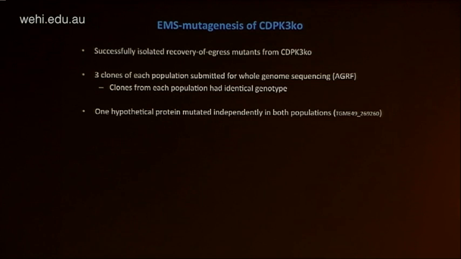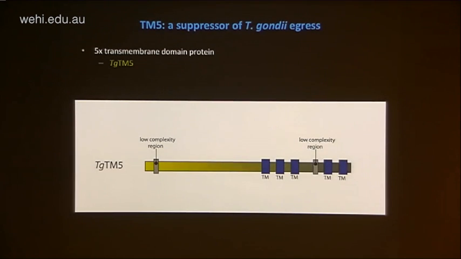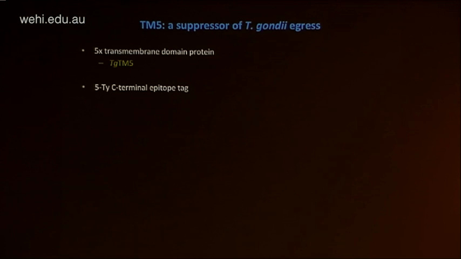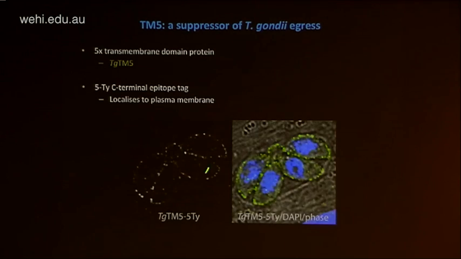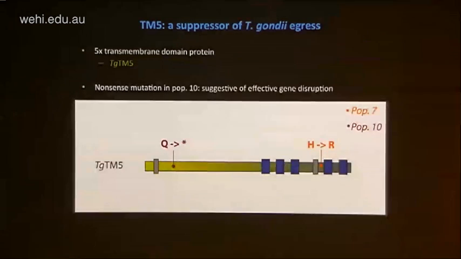And between those two populations, one hypothetical protein was mutated independently in both of them. And that was this protein, a hypothetical protein at the time, although only slightly less hypothetical now, which we've given the creative name of TM5 because it has 5 transmembrane domains and nothing much else to speak of. So looking at the localization of TM5, you can see that it localizes, again, like CDPK3, like CDPK4. It also localizes really nicely to the parasite plasma membrane.